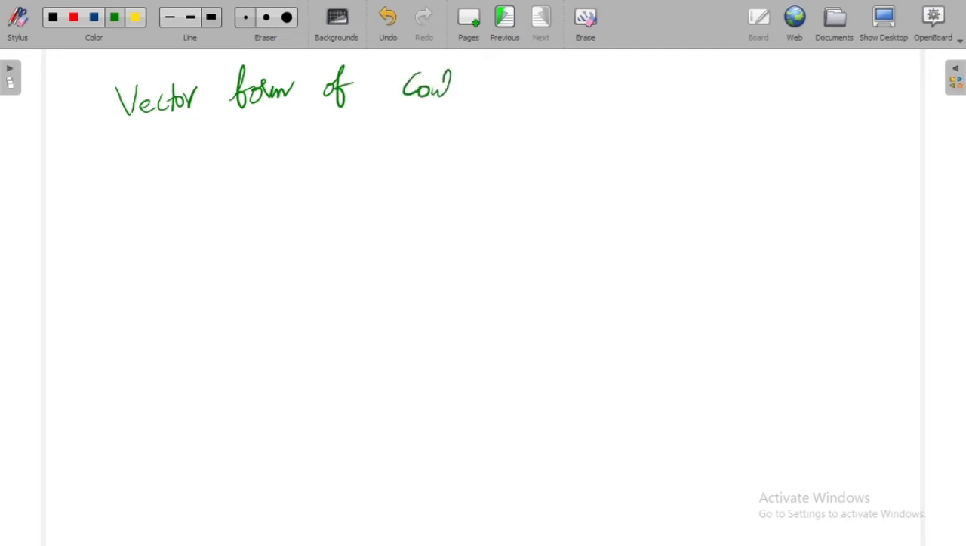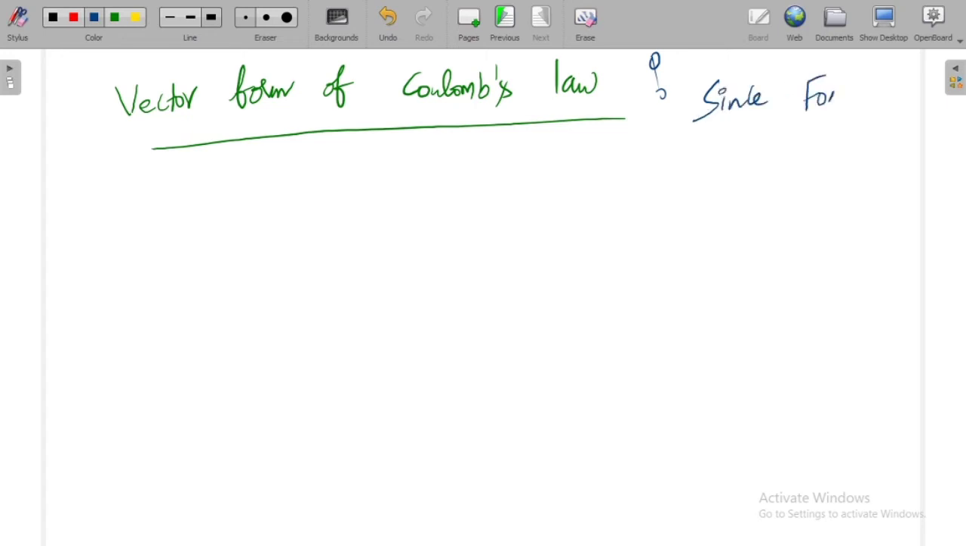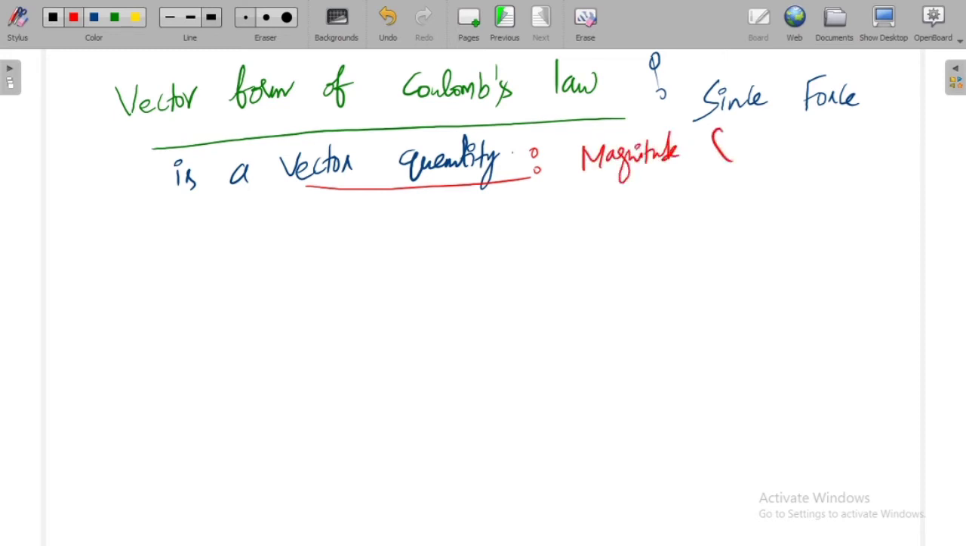Why are we moving to the vector form of Coulomb's law? The vector form of Coulomb's law is necessary because force is a vector quantity. Since force is a vector quantity, we need the vector form of Coulomb's law. What is meant by a vector quantity? A vector quantity means a quantity which can be defined with both magnitude and direction. The force is a vector quantity, hence we need to know the vector form of Coulomb's law, right?